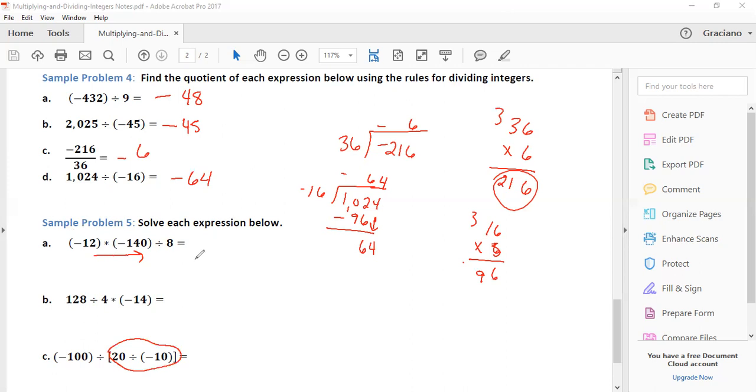Okay, so we're going to do the first thing, which is multiply negative 12 by negative 140. They are both negative numbers, so my answer is going to be positive. So I have to do 140 times 12. So this should give you 1,680.